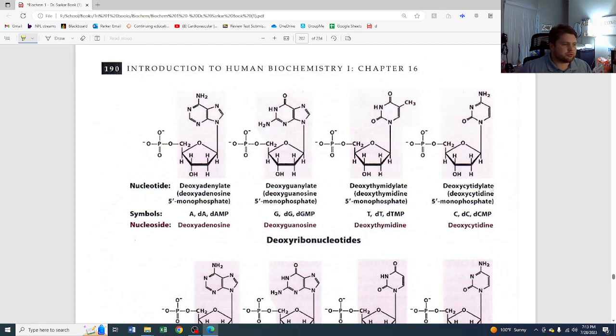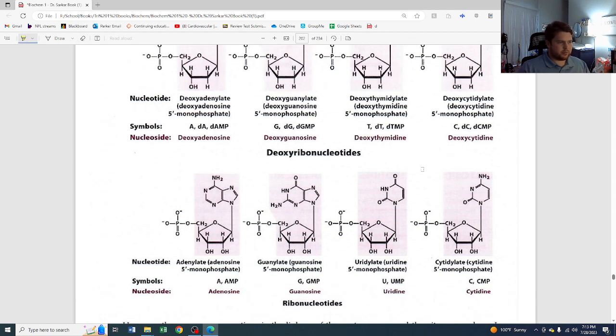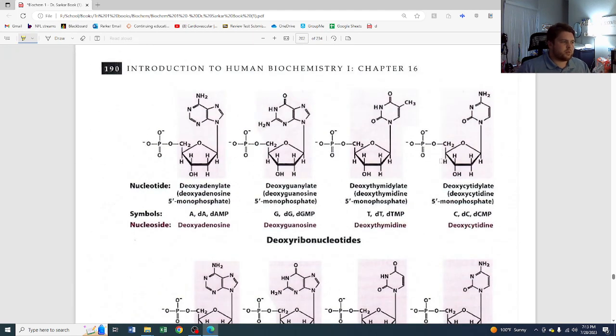Here's just showing the structure of all of them, the different symbols that you can see. I would recommend you spend a moment to look at these real quick, so that if these pop up later on, especially on boards, if they write them like this, like dGMP, dTMP, whatever, you can recognize them quickly.